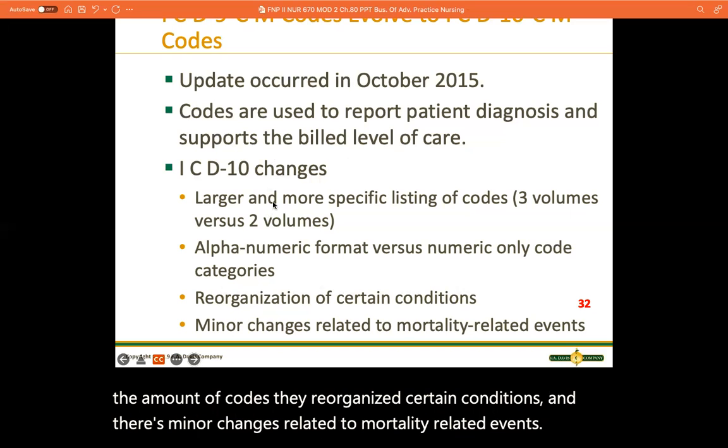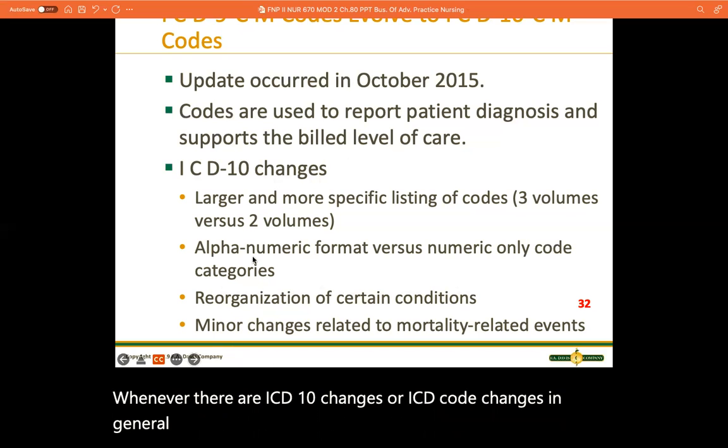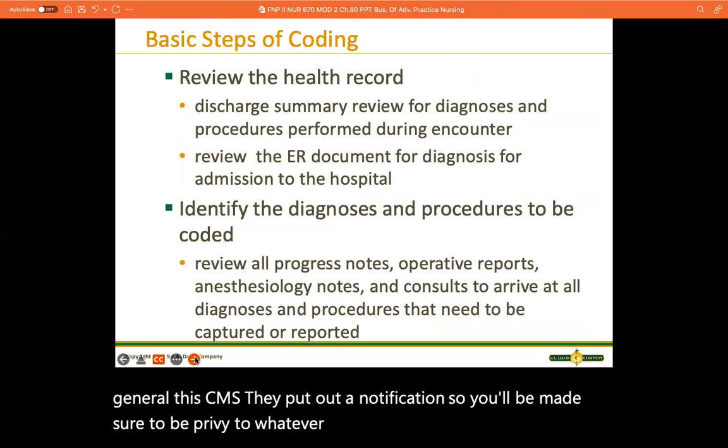Whenever there are ICD-10 changes or ICD code changes in general, CMS puts out a notification, so you'll be sure to be privy to whatever changes are being made.